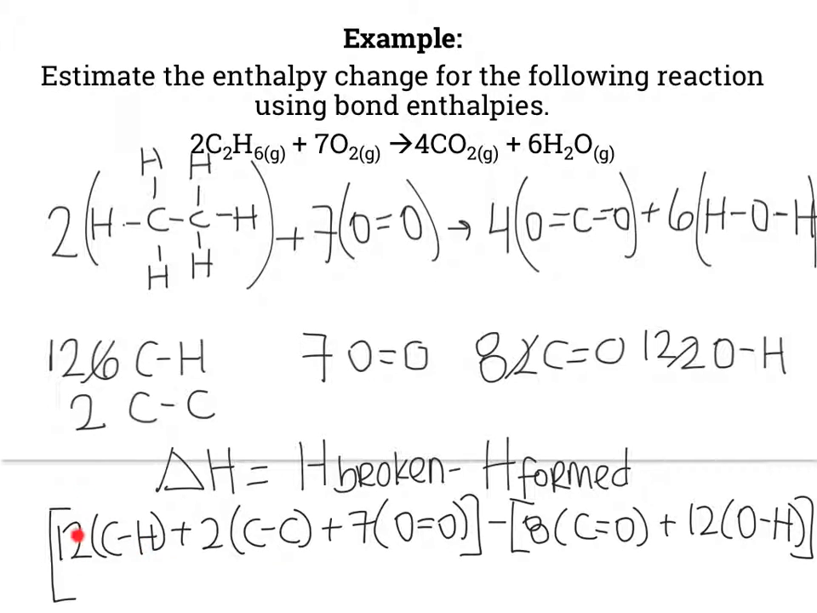But we basically are breaking 12 CH bonds, and 2 CC bonds, and 7 double O bonds. And then we're forming 8 C double O bonds and 12 OH bonds. So if this ends up being positive, that says we released more energy from this. If it's negative, we used up more energy in our products. So, final answer comes out to negative 2,213 kilojoules. Again, I just took the values, plugged them in. That's your enthalpy.